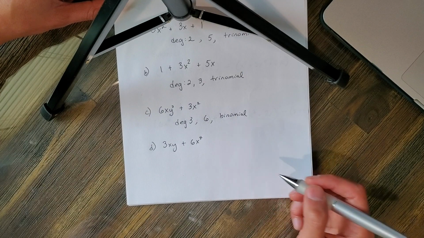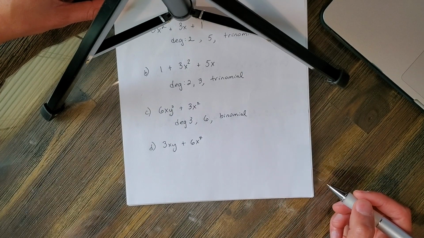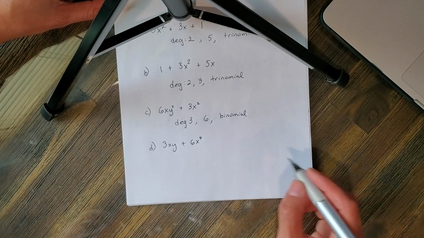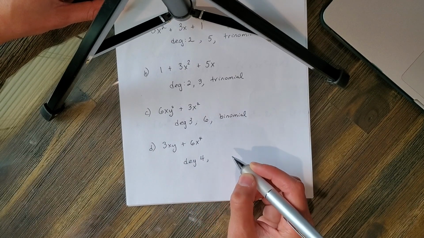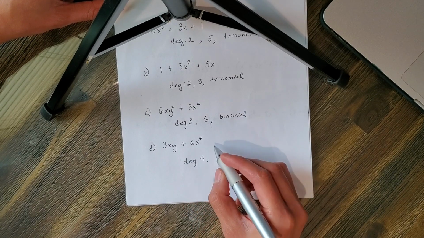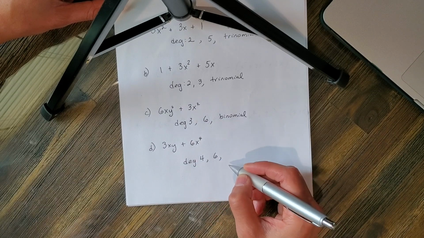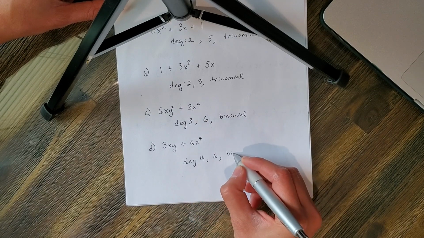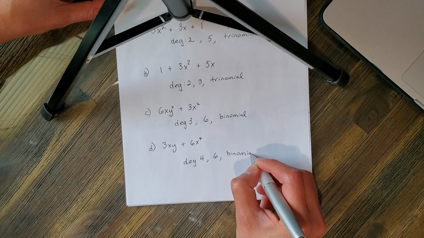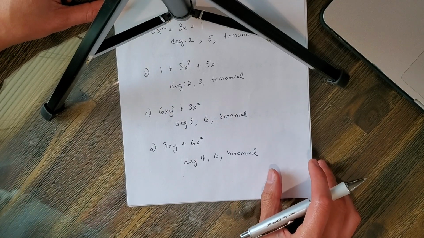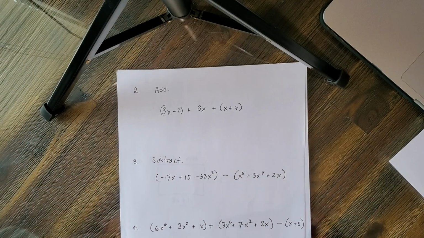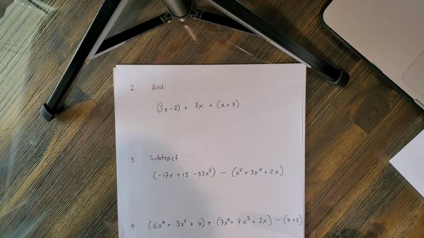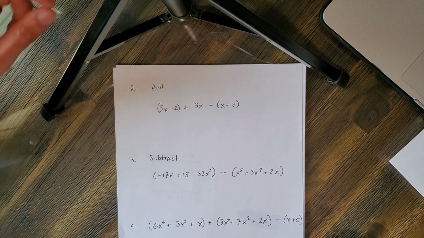So what do you think this one would be? Okay. The degree would be 4. The leading coefficient is 6. And it's also a binomial. All right, let's move on. Remember, these are the types of questions that you will see on the test.